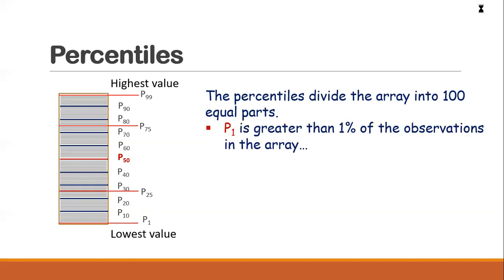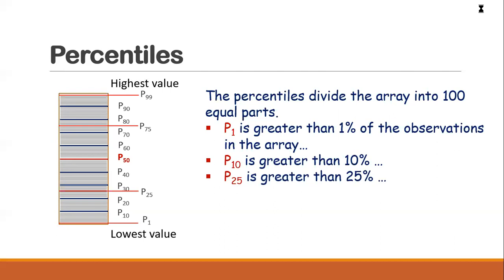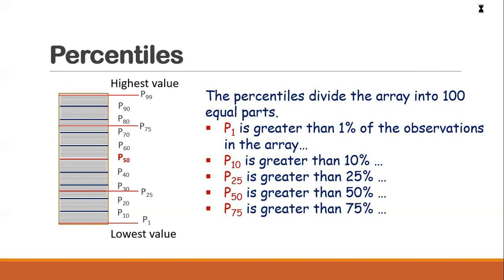P sub 1 will be greater than 1% of the observations in the array. P sub 10 is greater than 10%. P sub 25 is greater than 25%. P sub 50 is greater than 50%. P sub 75 is greater than 75%. And P sub 99 is greater than 99% of all the observations in the array.